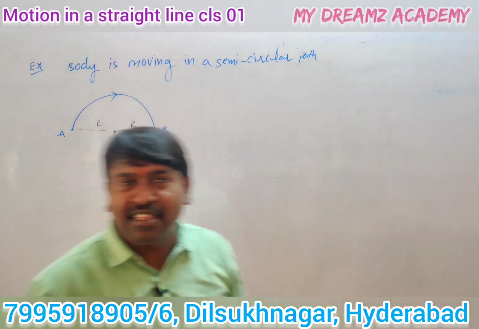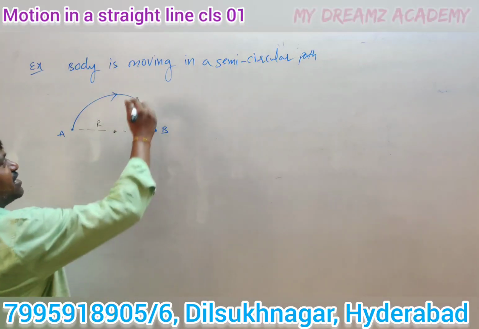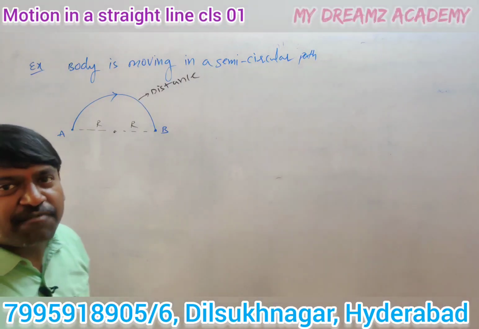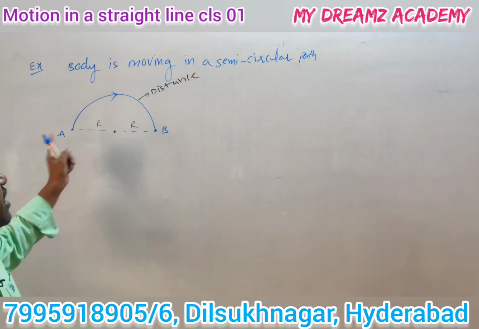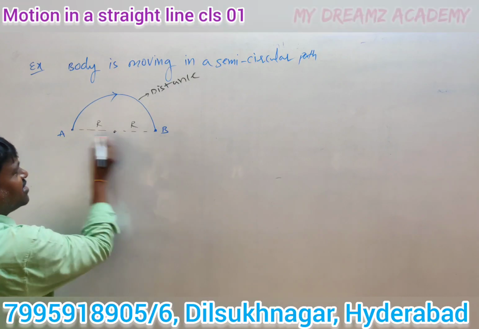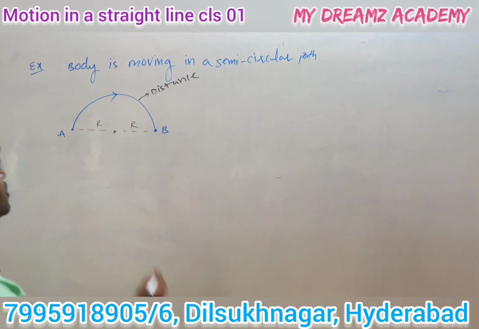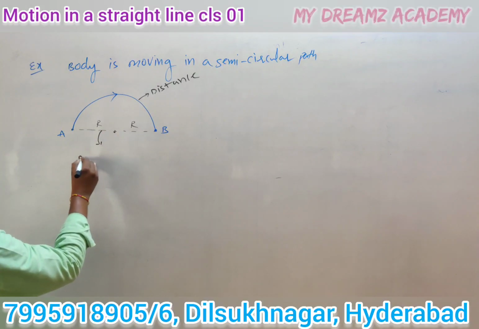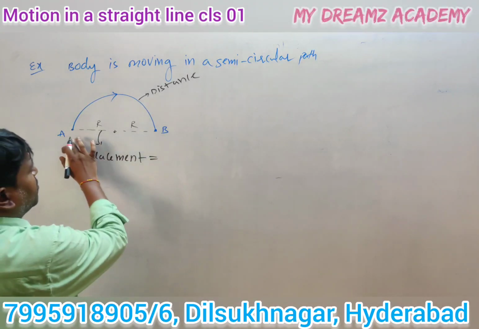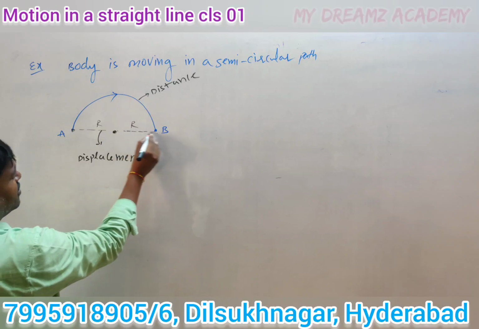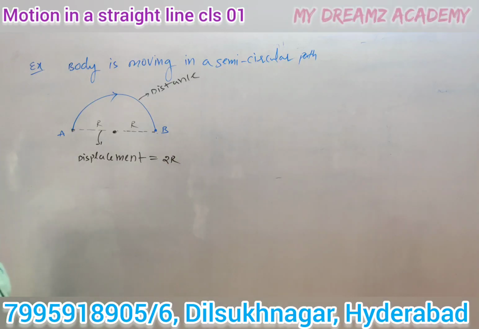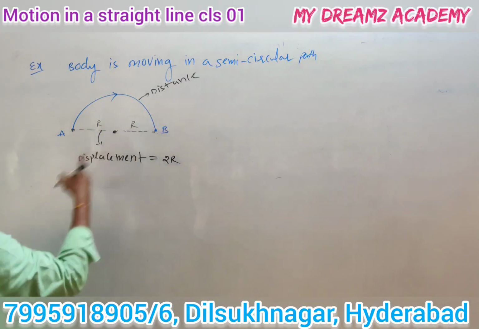Now the total path length is called distance. This is the total path length, this is the distance. What is the shortest distance between initial and final positions? This is the initial position, this is the final position, and this is the shortest path between them. That's why in this case displacement equals r plus r, from here to here r, from here to here r, so the total is 2r. This is the distance, and this is the displacement.